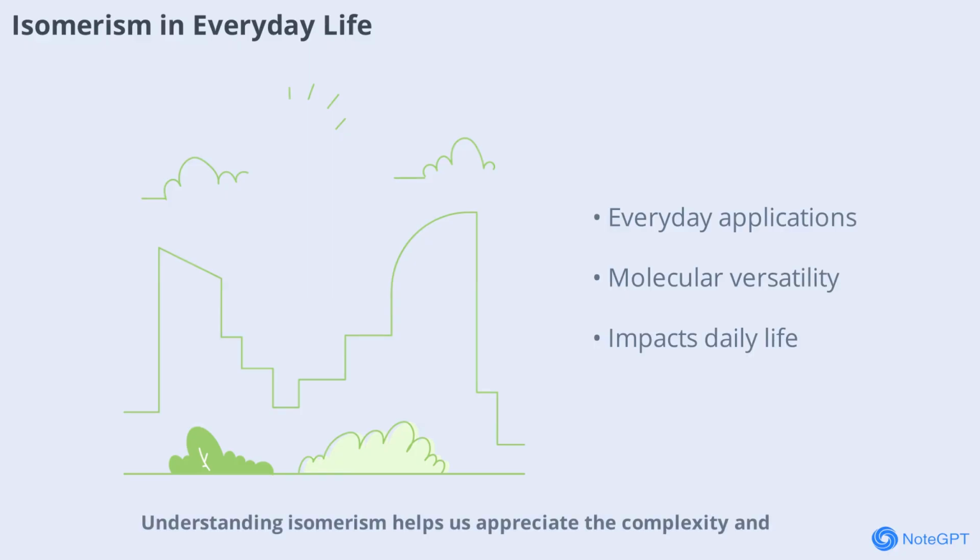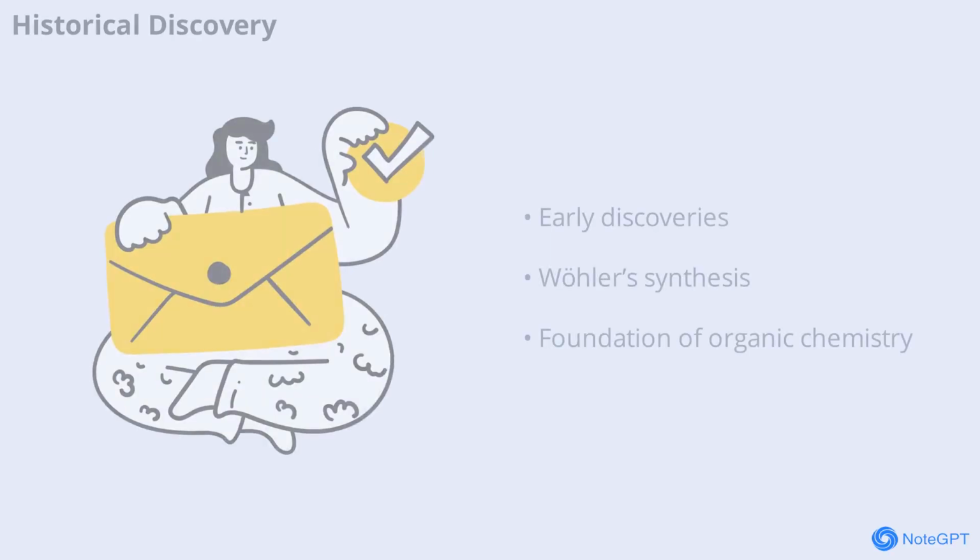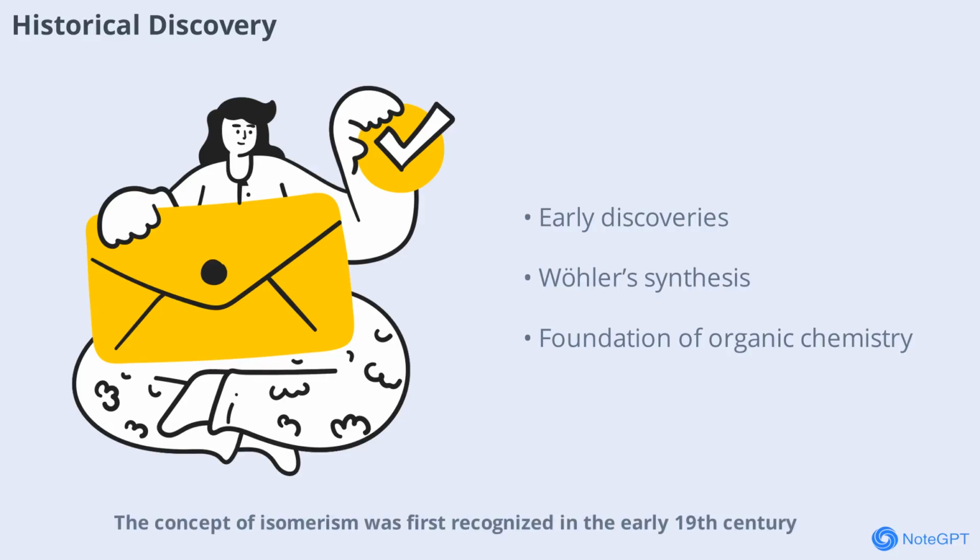Understanding isomerism helps us appreciate the complexity and versatility of the molecules that make up our world, showing how small changes at the atomic level can have big impacts on our daily lives. The concept of isomerism was first recognized in the early 19th century, when chemists noticed that some compounds shared the same formula but had different properties.